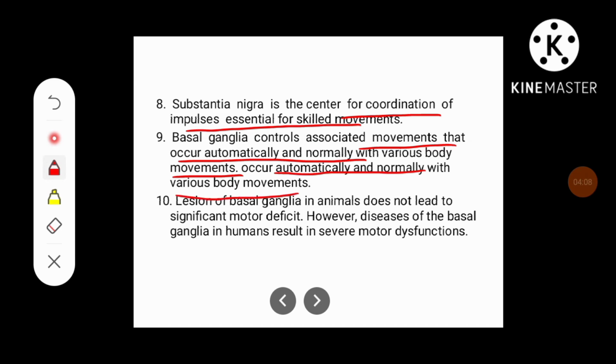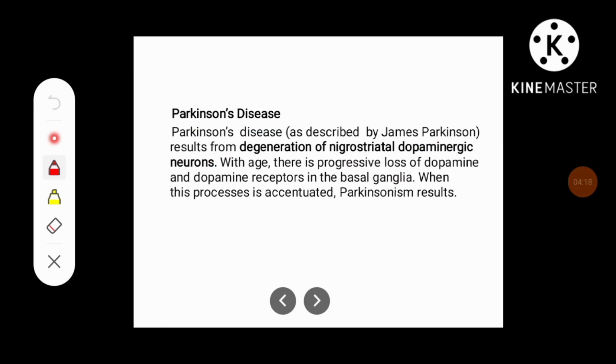Lesion of the basal ganglia in animals does not lead to significant motor deficit. However, diseases of the basal ganglia in humans result in severe motor dysfunctions. Coming to Parkinson's disease, described by James Parkinson, it results from the degeneration of the nigrostriatal dopaminergic neurons. With age, there is a progressive loss of dopamine and dopamine receptors in the basal ganglia. When this process is accentuated, Parkinsonism results.